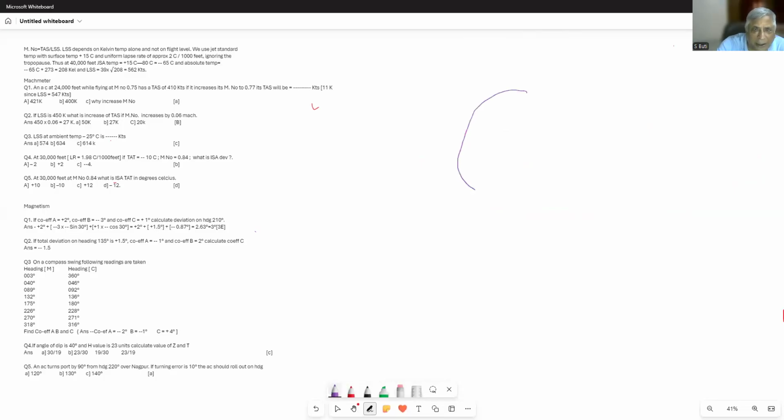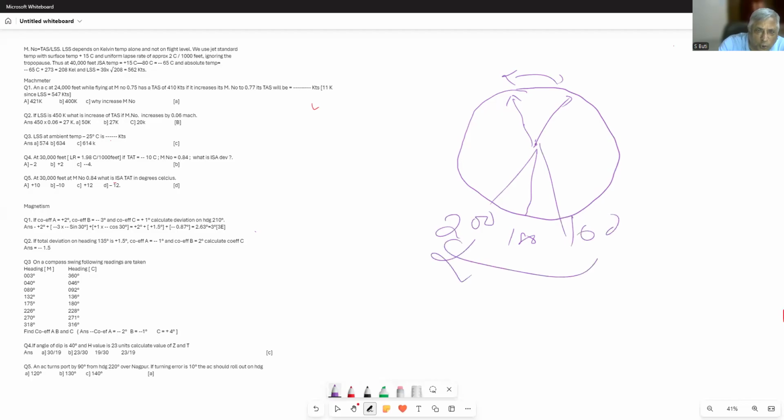Turning error is maximum when the aircraft is turning through the heading north, or turning through the heading south, 180. It means if you are turning from 200 to 160, or 160 to 200, you will be passing through south. And if you turn from 300 to 040, you will be passing through the heading north, 000, or if you turn left.